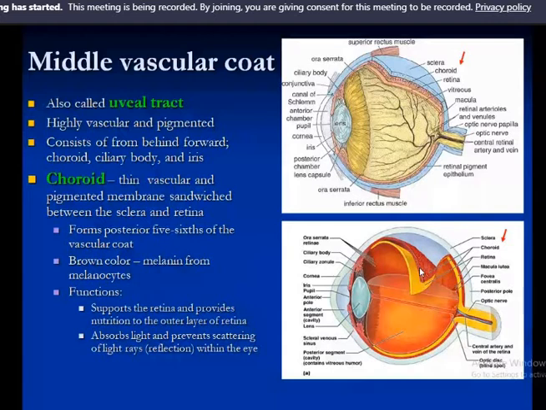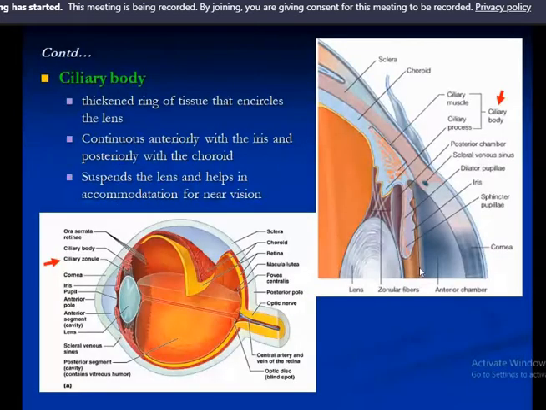Now next, we'll move to the ciliary body. So you can see over here, this is the ciliary body and this one is the iris. So iris, ciliary body and the choroid is combinedly known as the uveal tract or the second layer. Now this ciliary body is a thickened ring of tissue which will encircle the lens. Now it is anteriorly continuous with the iris and posteriorly continuous with the choroid.